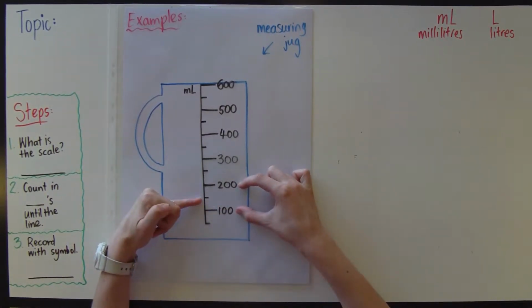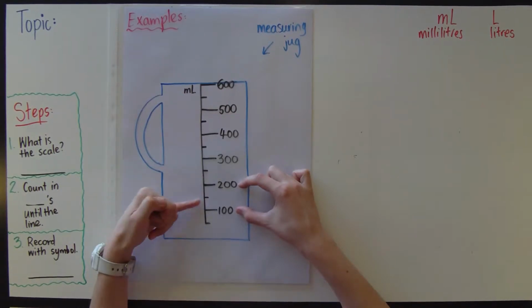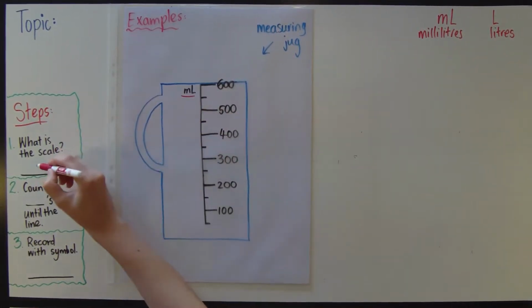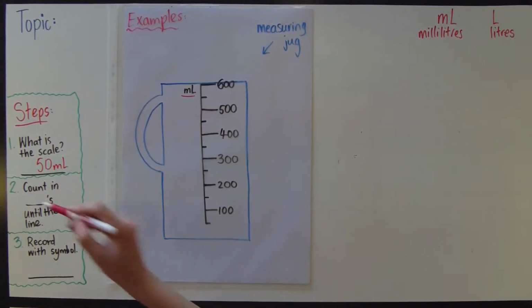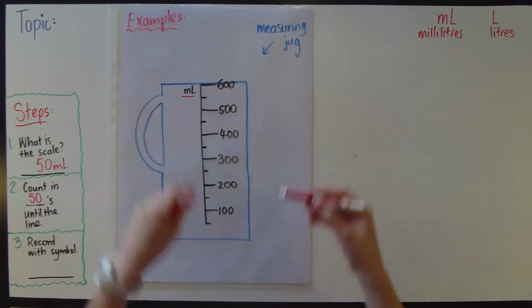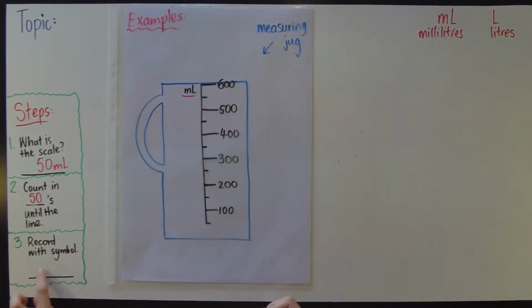So I know half of 100 is 50, so the scale is 50. 50 milliliters, as it says there. So I'll just write the scale here is 50 milliliters. So we need to count up in 50s, or 50 milliliters, at each line. And then make sure we record with the symbol.